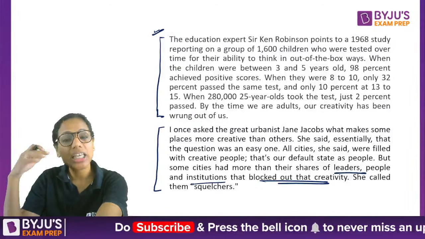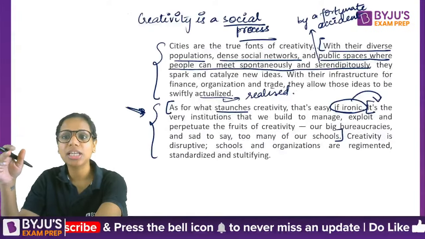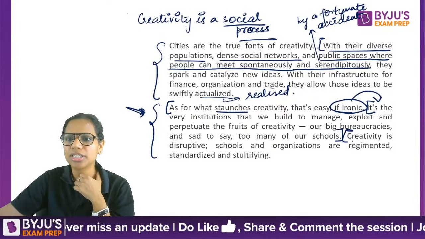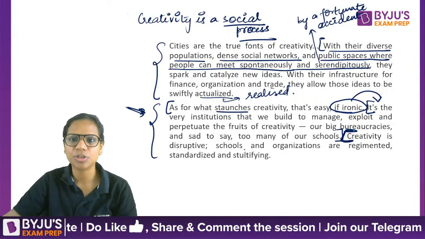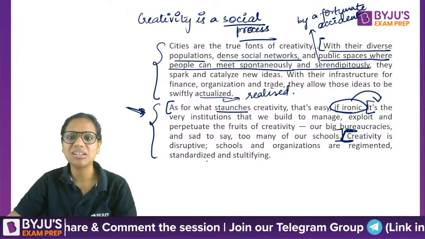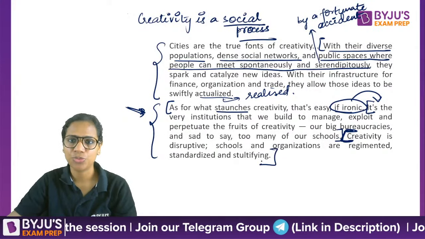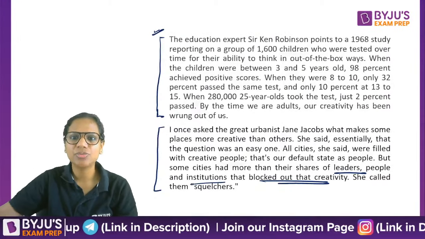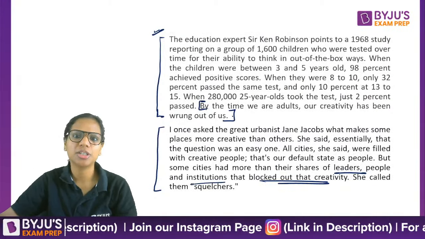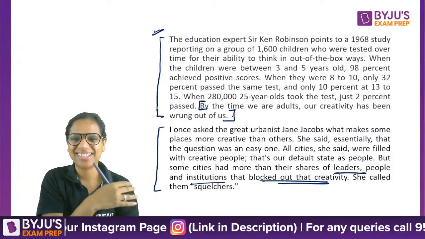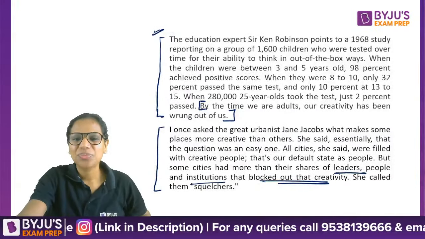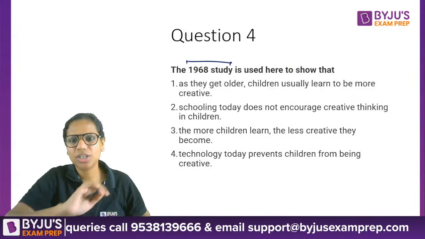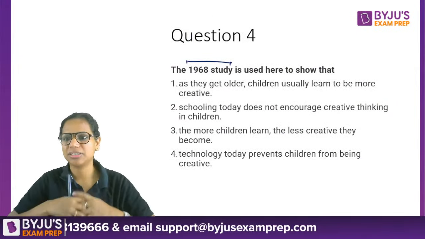Okay, and in case you remember the context of this, nothing like it. In what context are we talking about it? In this context, that creativity is disruptive, schools and organizations are regimented, standardized, and stultifying. In this context, we mentioned this study. And then we said by the time we are adults, our creativity has been wrung out of us. It has been taken out of us. Okay. So with this in mind, now read and tell me what the answer should be.